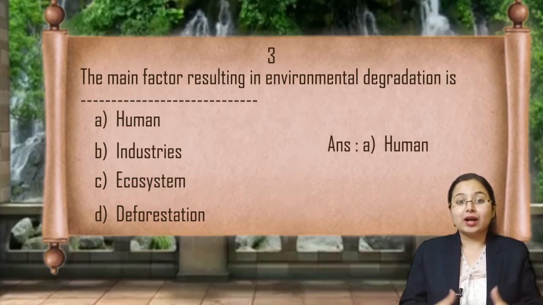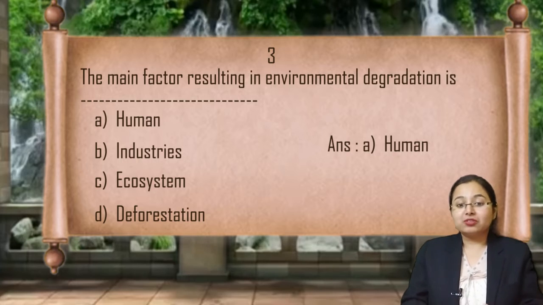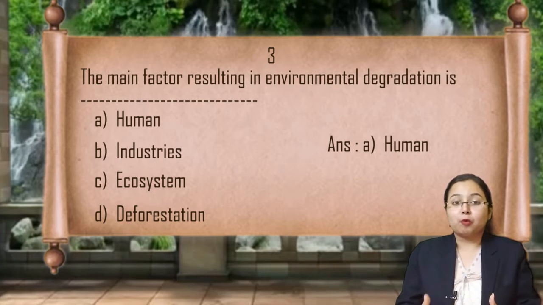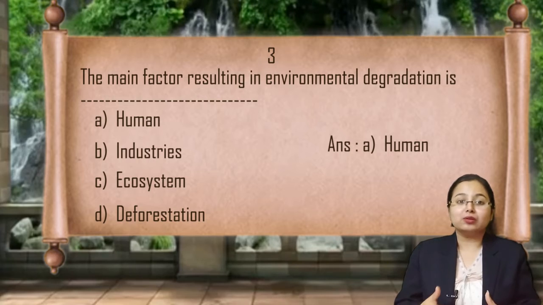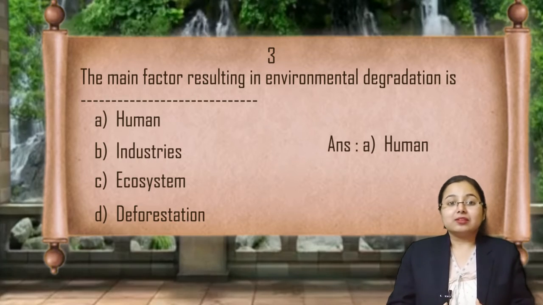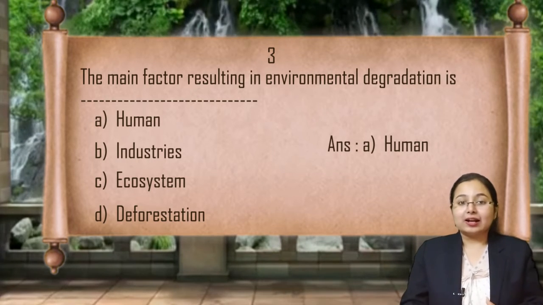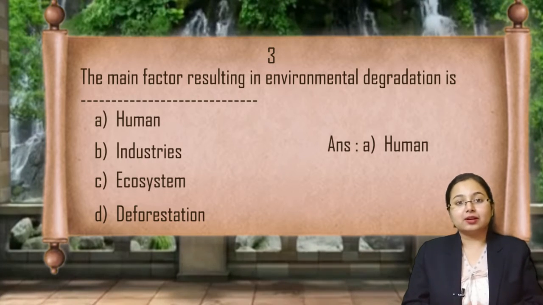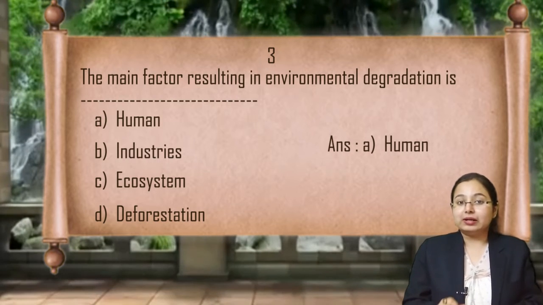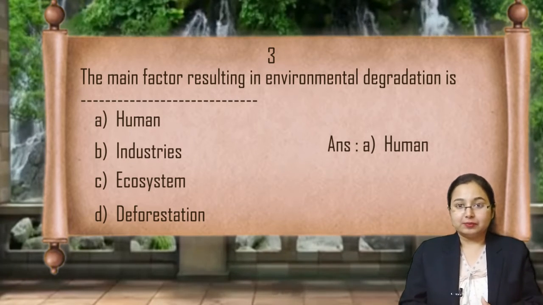human beings. Why are human beings considered the important factor that results in environmental degradation? Because humans are modifying the environment for their own needs. They are not trying to adapt to the environment, rather they are trying to modify it as per their requirement and need. So that is why the main cause of environmental degradation is human.